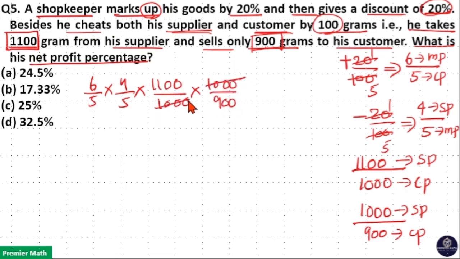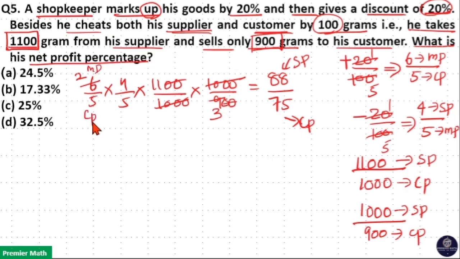Now 1000 cancels, 0 0 cancel, 3 goes 2 times in 6, 3 goes 3 times in 9. 2 into 4 into 11. 8 into 11 is 88 and 5 into 5, 25 into 3 is 75. Now you can see this is cost price and this is sell price. Here this is marked price upon cost price. This is sell price upon marked price. Now you can see this marked price and marked price cancel. So this is sell price and cost price. So numerator is sell price and denominator is cost price.